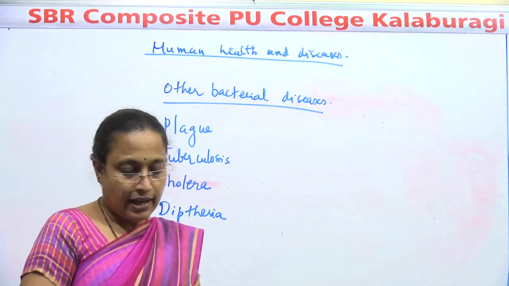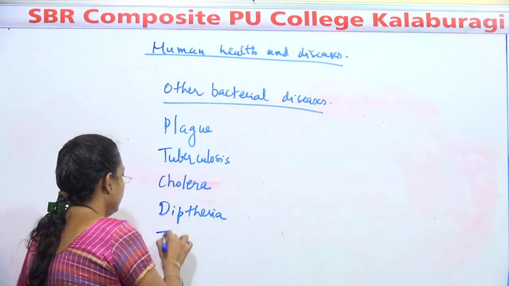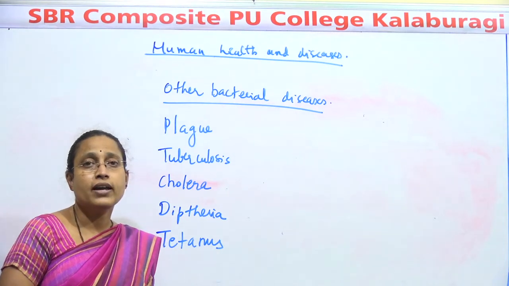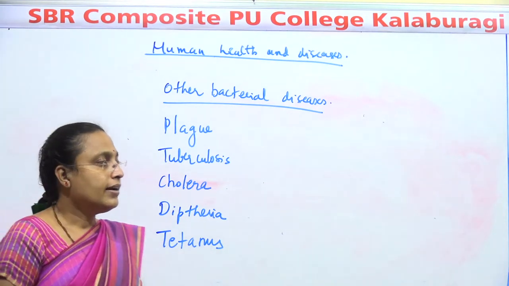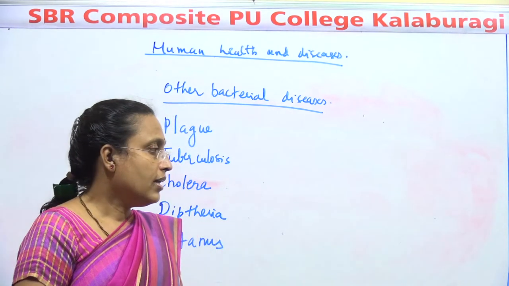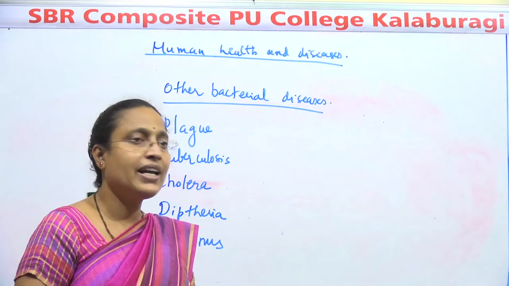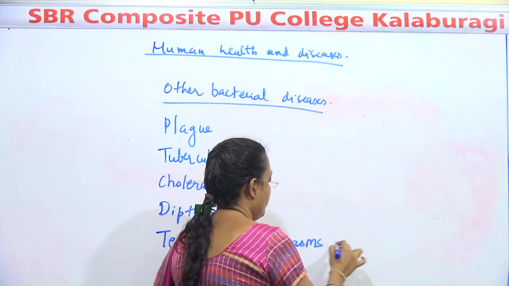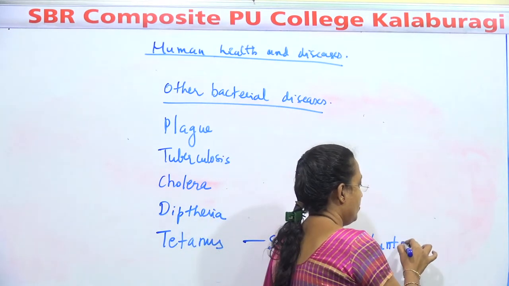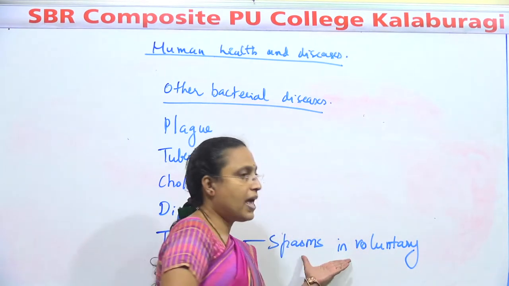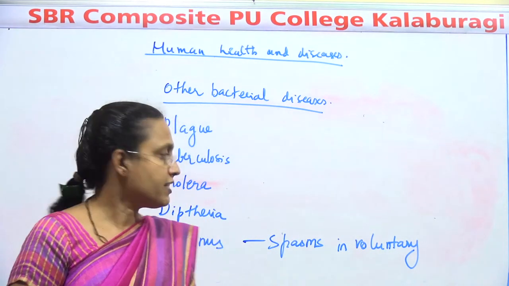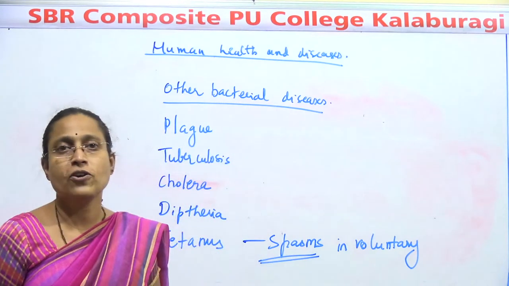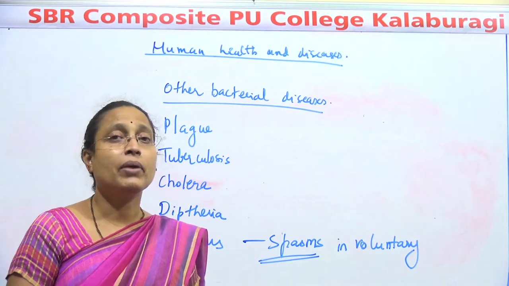The next one is tetanus. This is different from one more disease which is due to the deficiency of calcitonin. But this is tetanus. Tetanus is caused by Clostridium tetani. This is a bacteria. The toxins of the bacteria will ultimately cause spasms in the voluntary muscles. Now, spasms means what? Violent contraction of muscles, very strong contraction of muscles. And whenever there is a spasm, there can be pain.